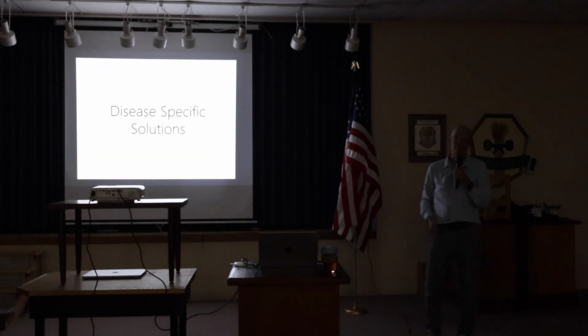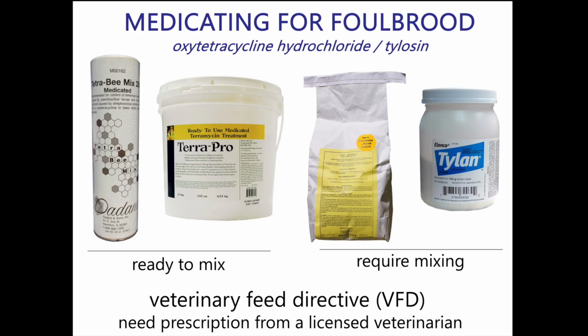Okay, there are some disease-specific solutions, and antibiotics are the one. So antibiotics are used to treat American foul brood and European foul brood. You can't just get the antibiotic, you have to get a vet to come inspect your colonies and get a relationship with you before they'll write you a prescription.